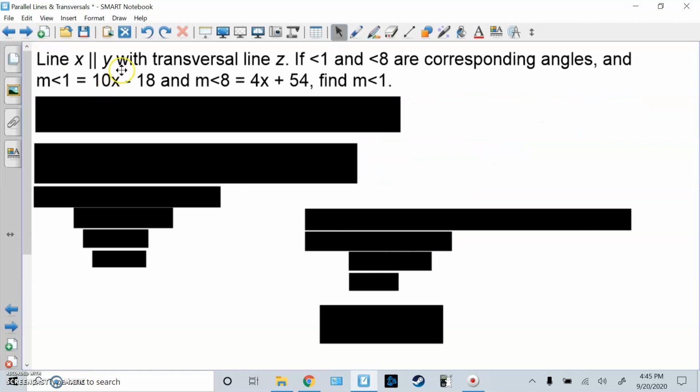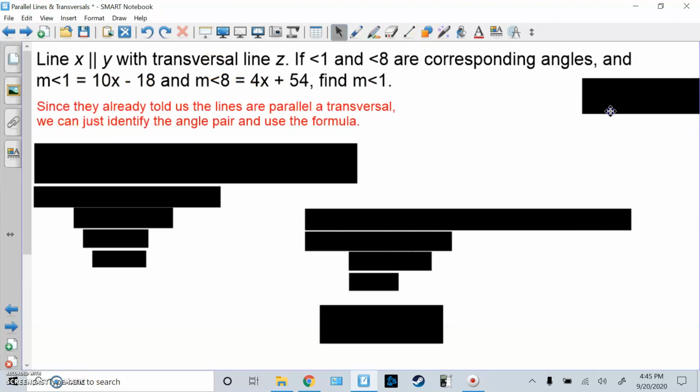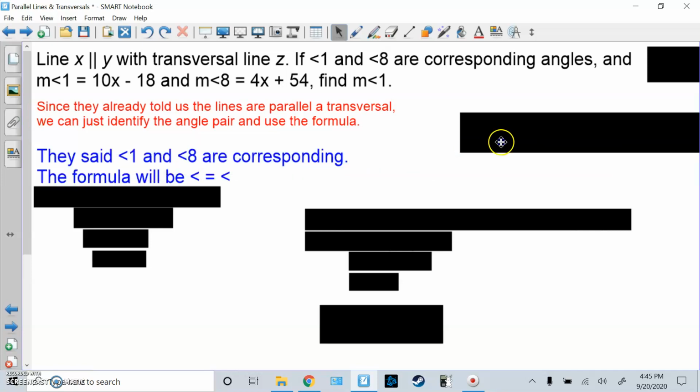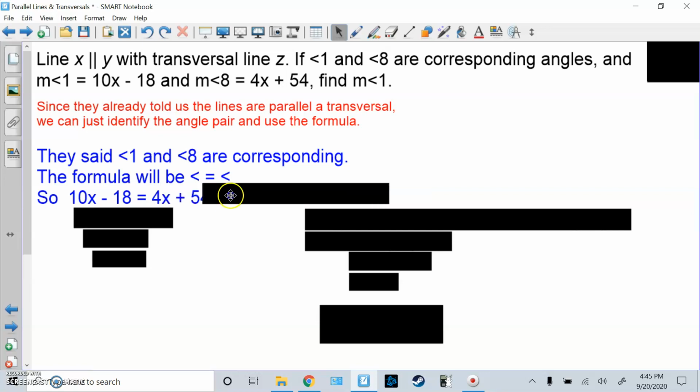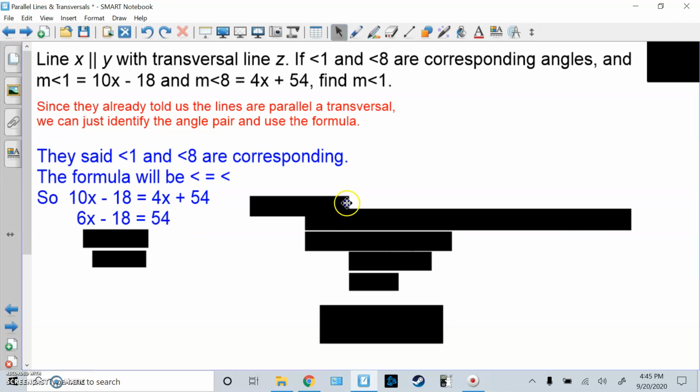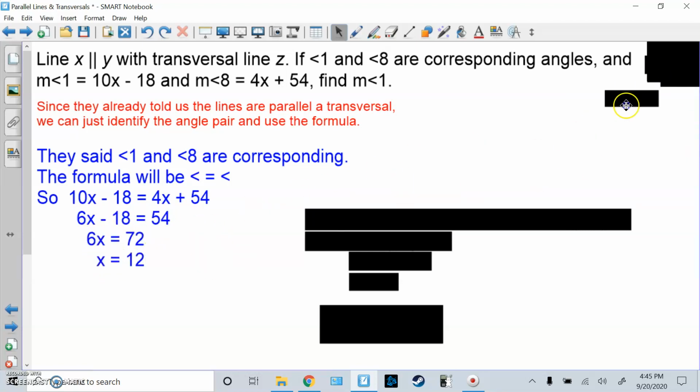Alright, here's another problem. Line X is parallel to line Y with transversal line Z. Angle 1 and angle 8 are corresponding, and angle 1 is that, while angle 8 is that. Find angle 1. So they already told us they're parallel with the transversal, so we just identify the angle pair, use the formula. They told us it's corresponding, equal, so the formula is angle equals angle. So first angle, angle 1 is 10x minus 18, equals second angle, 4x plus 54. Solve for x by moving 4x over, moving 18 over, then dividing.